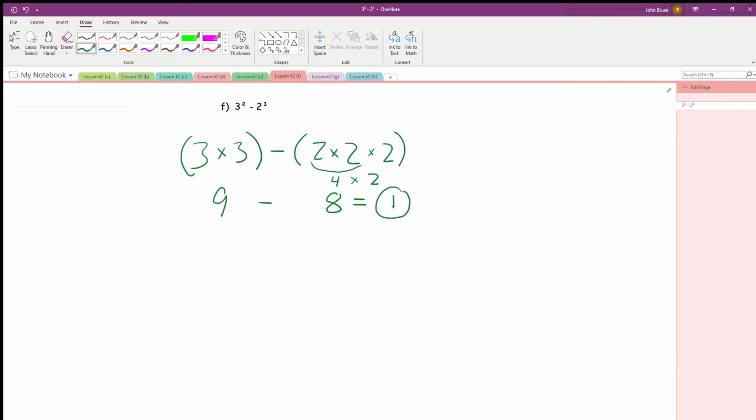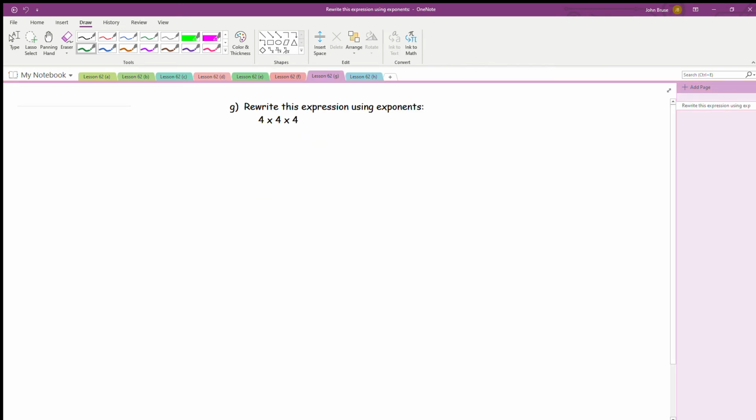And let's go ahead and go to G. This one says, rewrite this expression using exponents. Well, we have 4 times 4 times 4 with 4 multiplied times itself 3 times. We've got 1, 2, 3 4s multiplied by themselves. So the number we're multiplying is 4, and our exponent would be how many times it's multiplied by itself. So it's 3. So this answer is 4 to the third power, or 4 cubed.